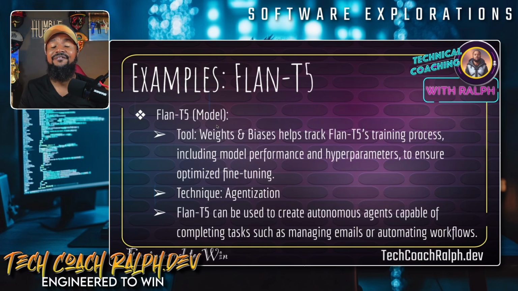We also have FLAN T5. So the tool is Weights and Biases. It helps track FLAN T5's training process, including the model performance and hyperparameters, to ensure optimized fine-tuning. The technique is agentization. FLAN T5 can be used to create autonomous agents capable of completing tasks such as managing emails or automated workflows.